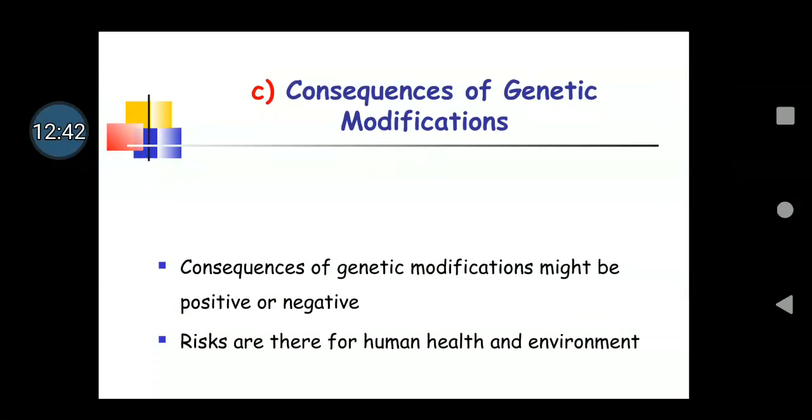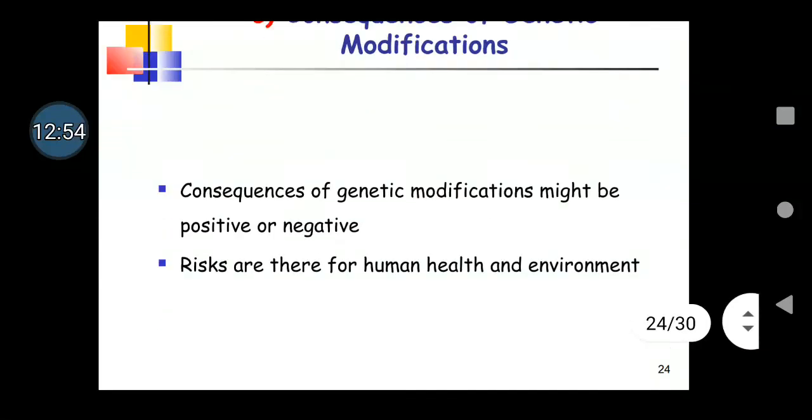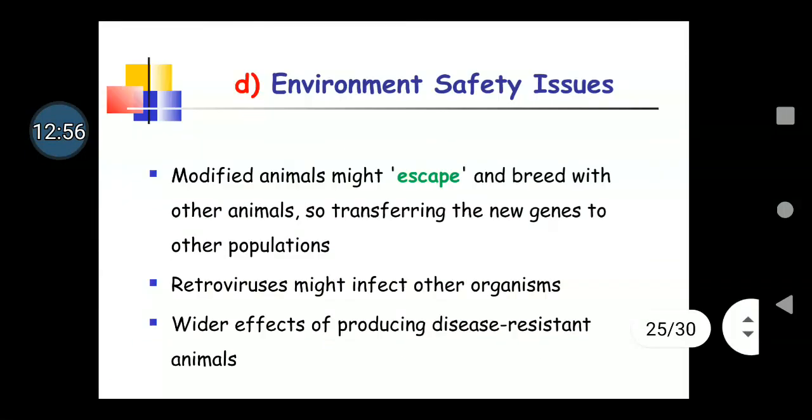Consequences of genetic modification. The consequences of genetic modifications might be positive or negative. Risks are there for human health and environment. Environmental safety issues. Modified animals might escape and breed with other animals. So transferring the new genes to the other population also happens. The retrovirus might infect the other organisms. Wider effects of producing disease-resistant animals will develop.